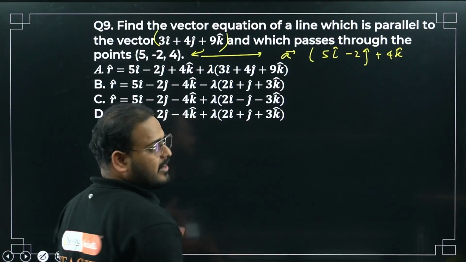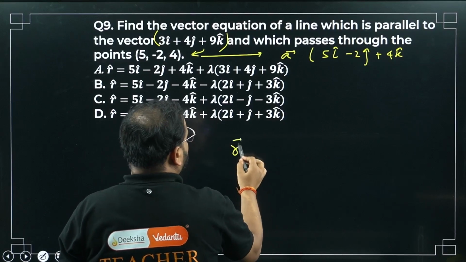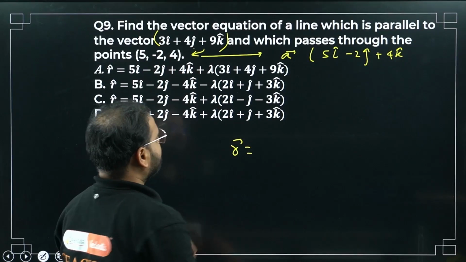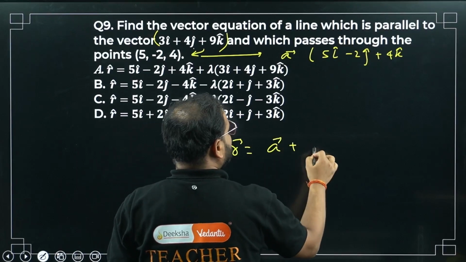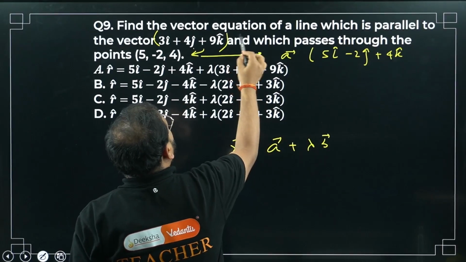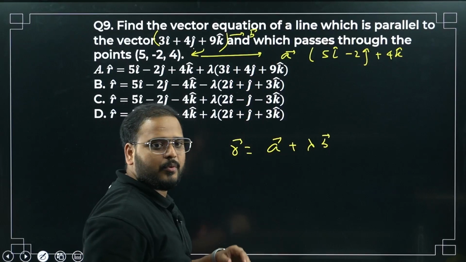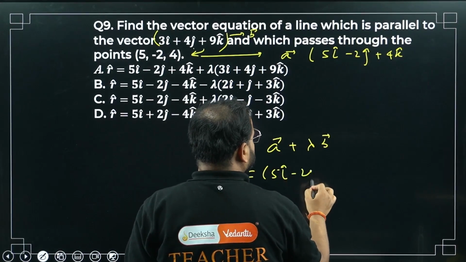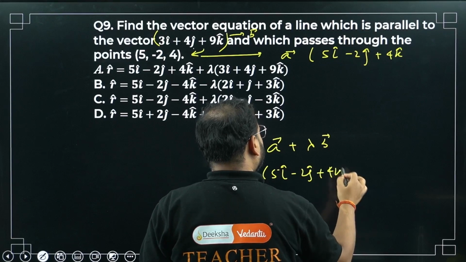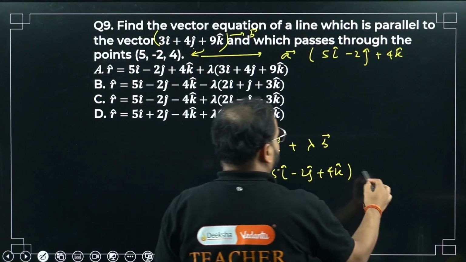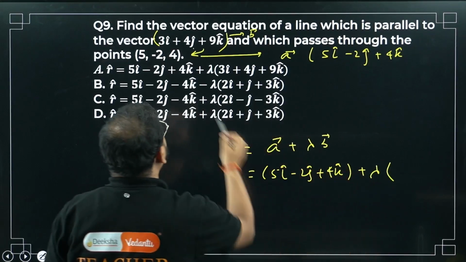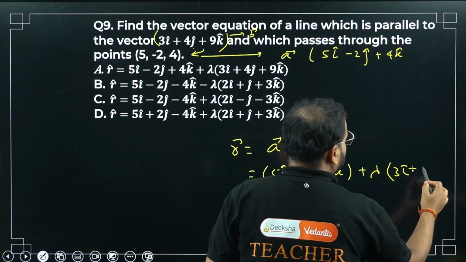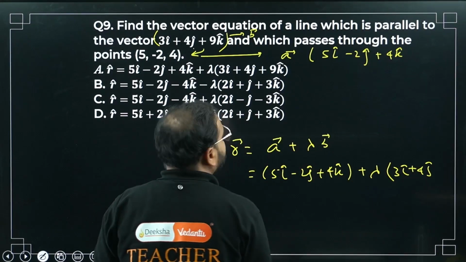And how do I write the resulting vector, the equation of the line parallel to this vector and passing through this point? How do I write this? r equals vector A plus lambda vector B. That's my vector B, right? So right here vector A will be 5i cap minus 2j cap plus 4k cap, plus what? Lambda times of what is B going to be? This one: 3i cap plus 4j cap plus 9k cap.